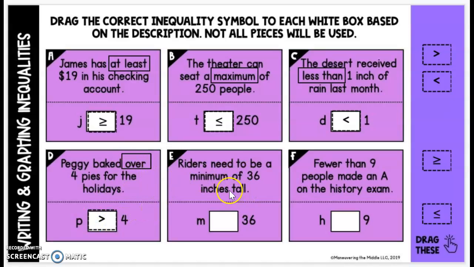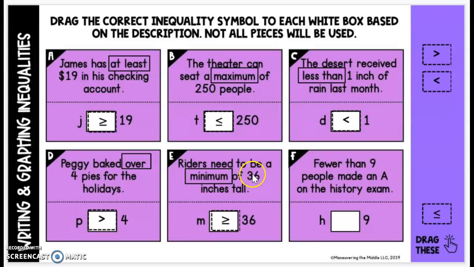Riders need to be a minimum of 36 inches tall. So let's see, minimum would be our key word that we're focusing on here, which means they can be 36 inches tall, but they can also be over. They just can't be under. So we have greater than or equal to. The M has to be a number that's greater than 36 or equal to 36.